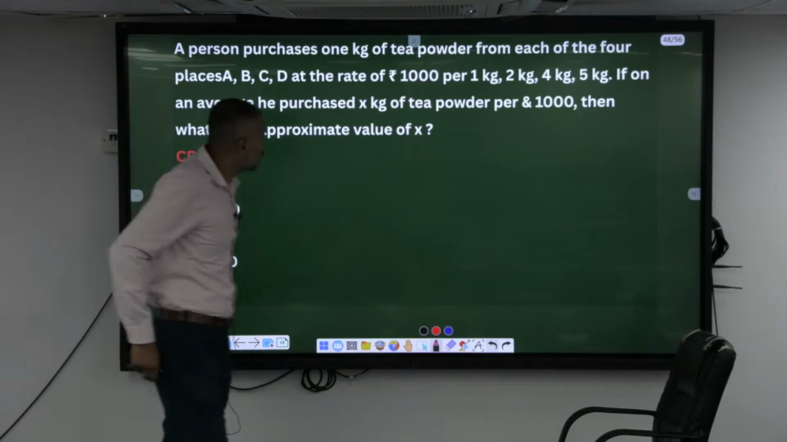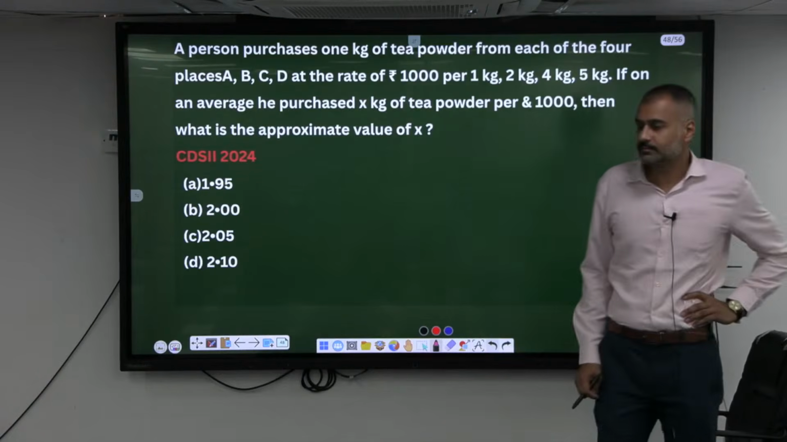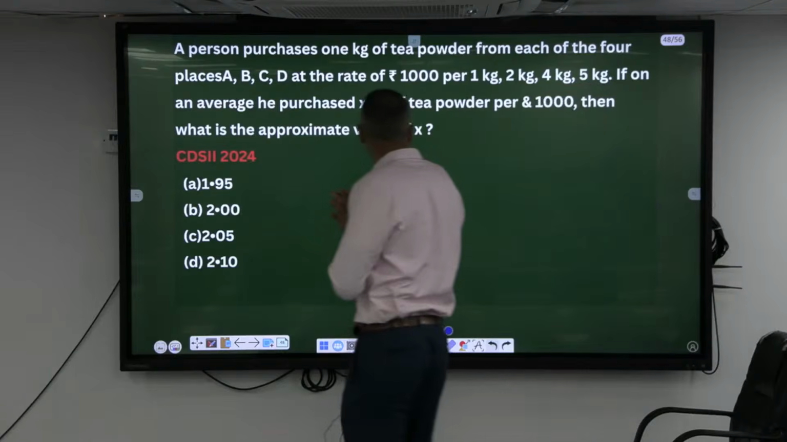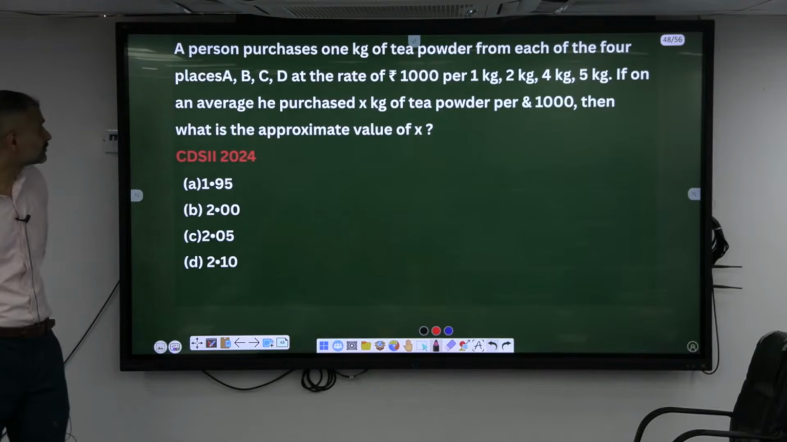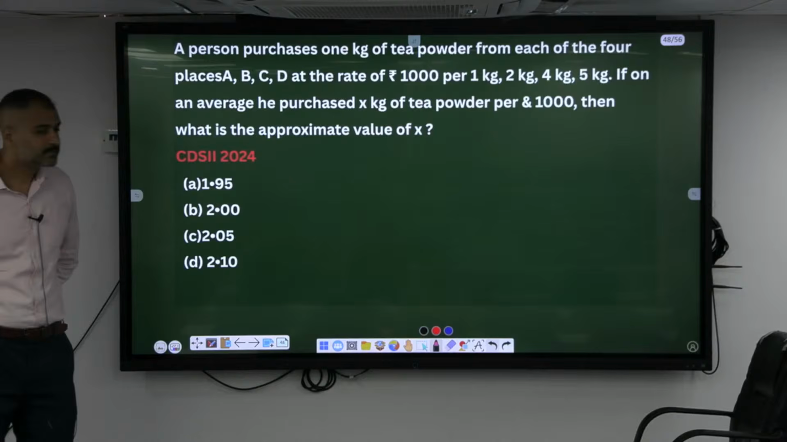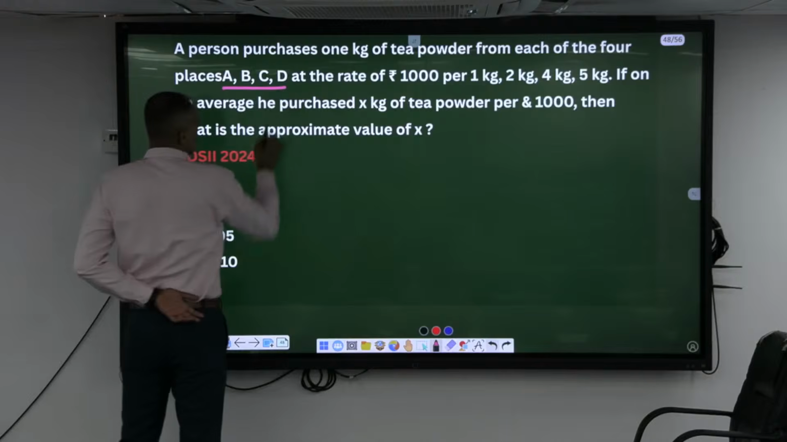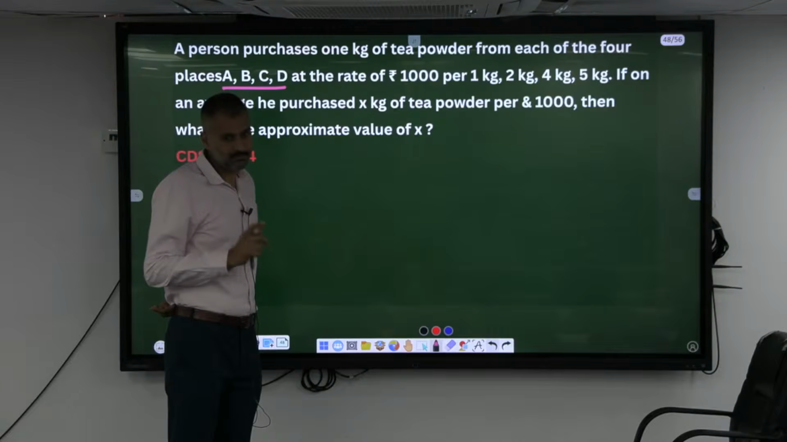Yeah, analyze this one first. How many places he went? From every place he is buying how many kgs? How many kgs he is buying?